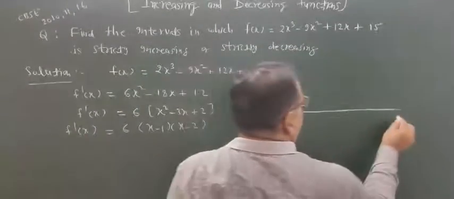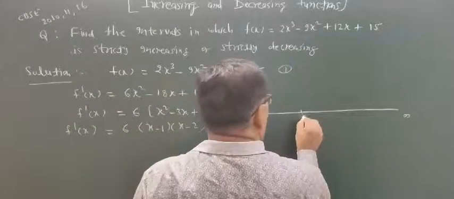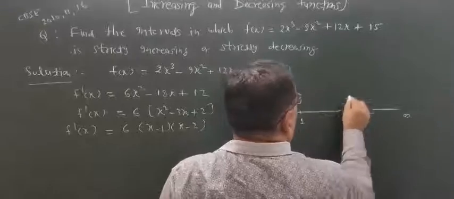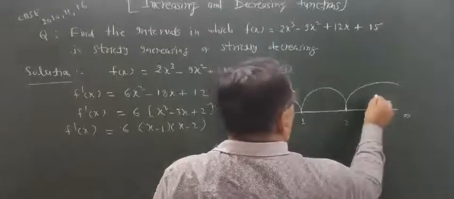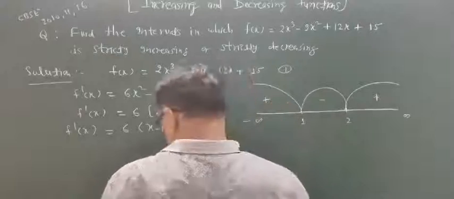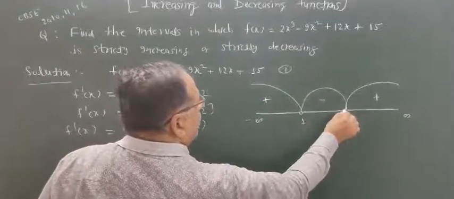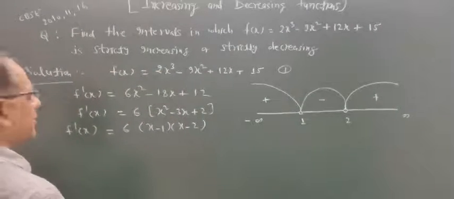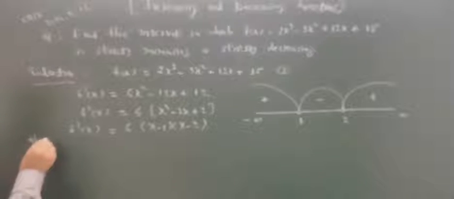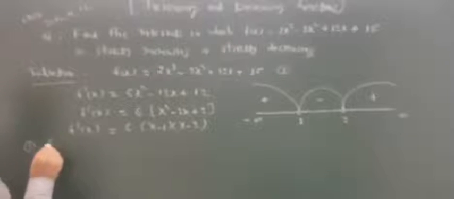We start with the number line, minus infinity to plus infinity. There are two zeros, 1 and 2. So there are two flyovers and one underpass here. We want to find the strictly increasing and strictly decreasing conditions. So now the first condition, strictly increasing.